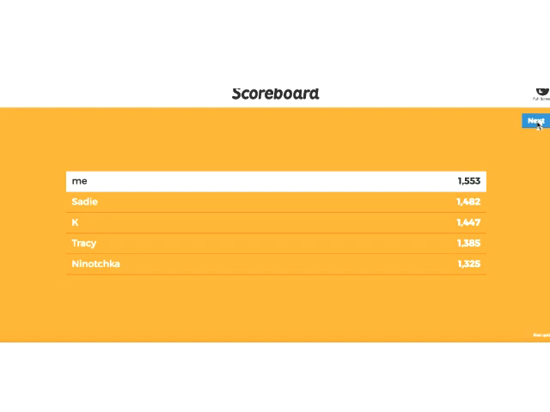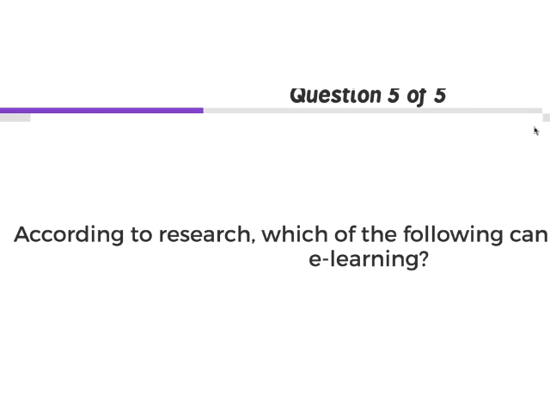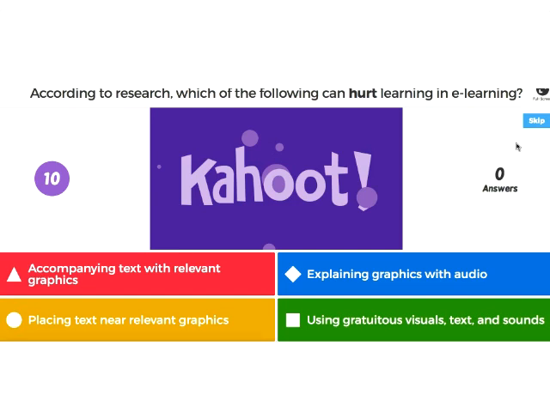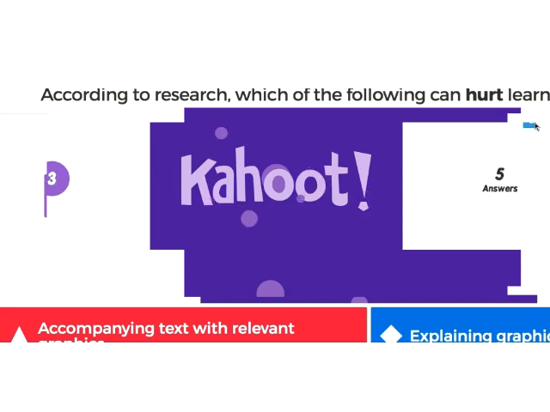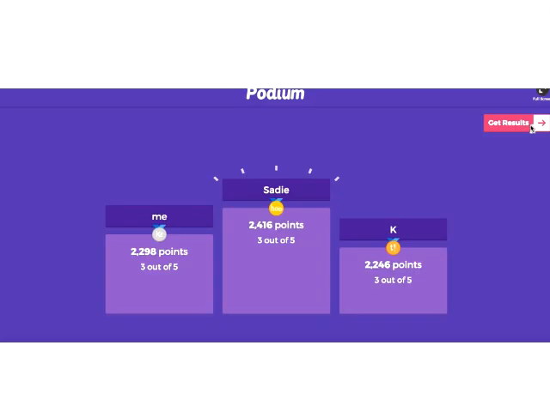All right. And then next is going to be the last one. According to research, which of the following can hurt learning in e-learning? As I said, this is kind of a tough one. You got to know your stuff here. 3 seconds, 2 seconds, 1 second, 15 answers. All right, let's see how that turned out. I think I skipped past that, but that was putting in gratuitous visual. So Sadie won here, and then we can kind of see how it pulled out here a little bit.